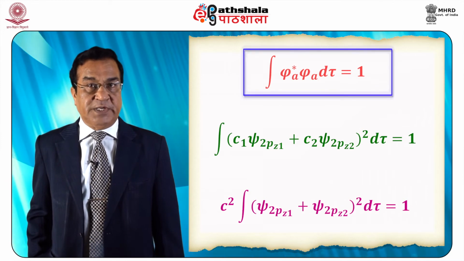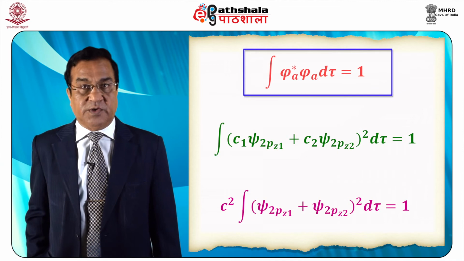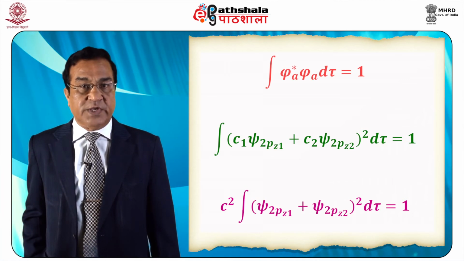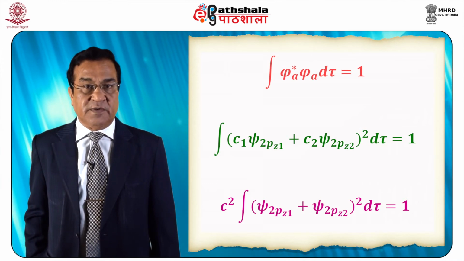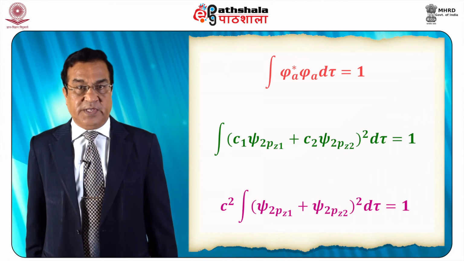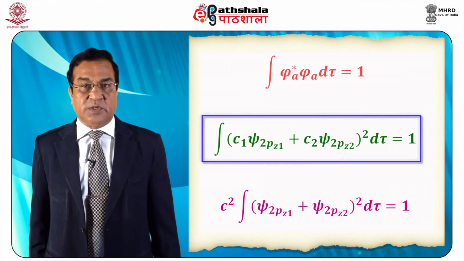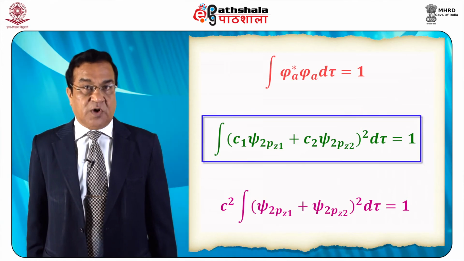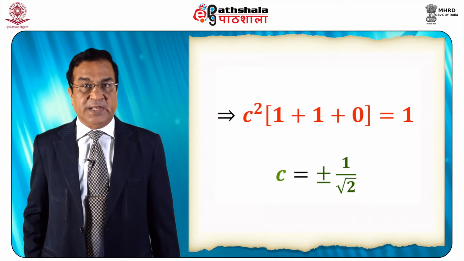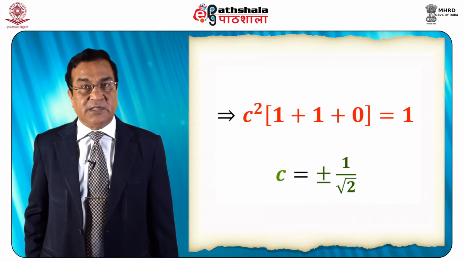If the wave function has to be normalized, then you will agree that this integral phi a star phi a d tau has to be equal to 1. If we substitute the LCAO expression for phi a star and phi a, we get this equation, which on further simplification gives us the corresponding values which have been derived, which if we use the corresponding expression for phi a, it becomes the integral of C1 psi 2p z1 plus C2 psi 2p z2 whole square d tau is equal to 1. If we solve this integral, as you can see here, ultimately we get the value of C comes out to be plus minus 1 upon under root 2. This is the value of C which we are getting after applying the normalization condition.